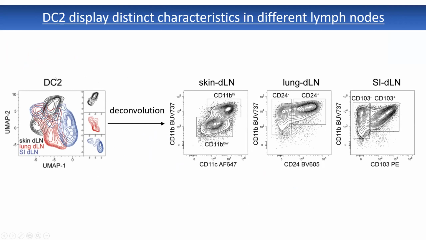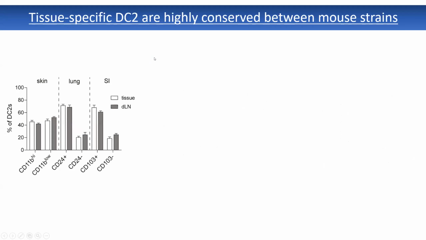In the lung, there was a unique expression of CD24 at the steady state. And in the intestine, there was a unique expression of CD103. We then wondered if this had to do with migration, or if the lymph node observation we made was also matched by the expression of these markers within each tissue. And so we looked at each of these individual tissues and the draining lymph nodes.